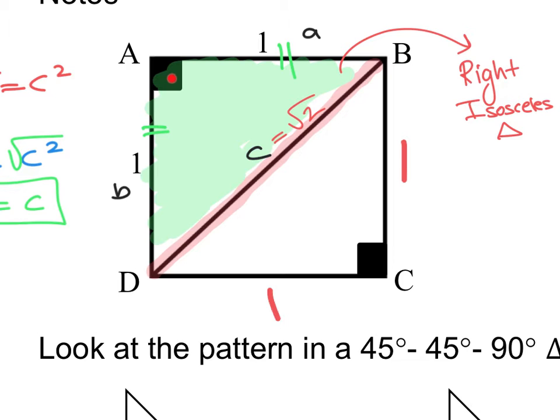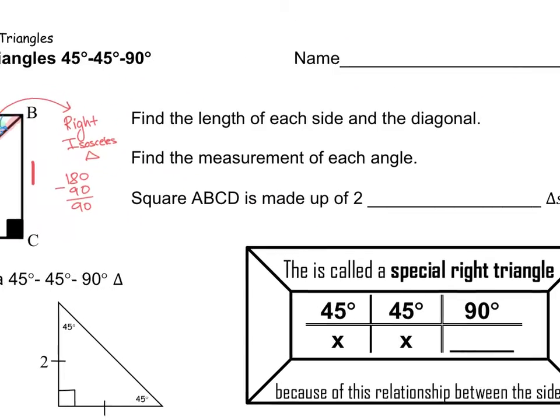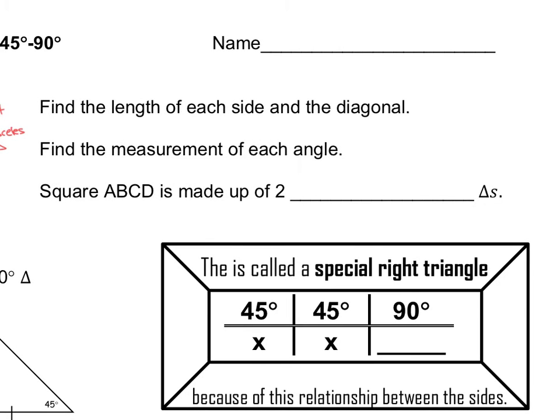So if this is 90, you can do 180 minus 90 is 90. And since the sides are equal, the angles are going to be equal as well. So this is going to be 45 degrees, and this is going to be 45 degrees. So this is a right isosceles triangle, and this will also be a right isosceles triangle. So a square is always made up of two right isosceles triangles.